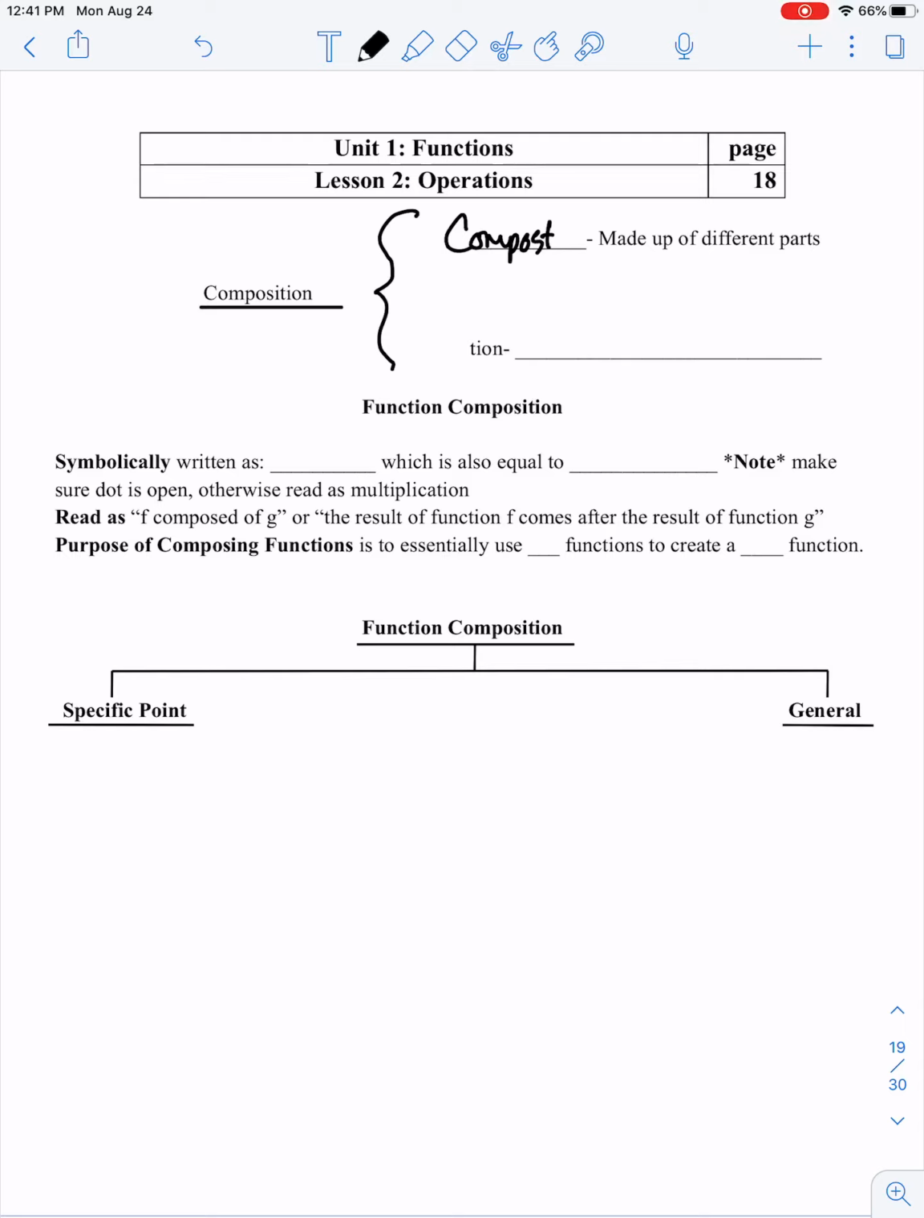If any of your grandmas, granddaddies, maybe even moms or dads have a compost pile or a manure pile, something like that, right? You take a whole bunch of different things, you mix it together, and you make fertilizer. So you make up different parts, and then "tion" just means bring to life, give action.